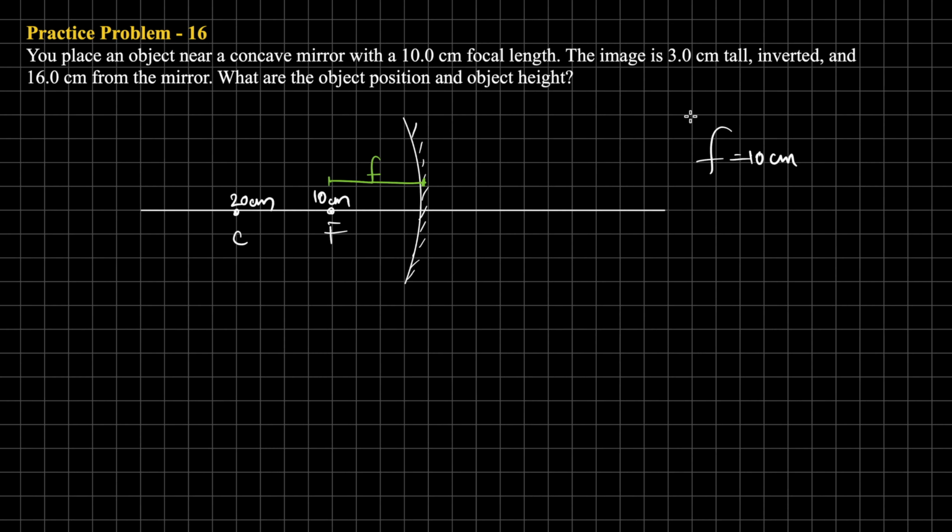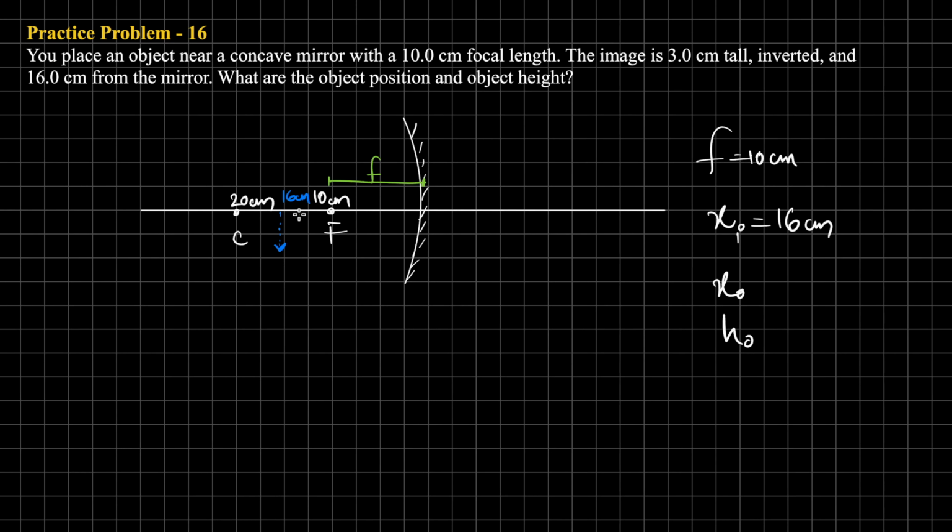The image is 3 centimeter tall, inverted, 16 centimeter from the mirror. So we have an image 16 centimeter from the mirror, that is between C and F. The image should be inverted because it's a real image. This point is 16 centimeter. So that's the position of the image, xi, 16 centimeter. It's positive because it's on the left hand side, in front of the mirror. That's positive xi. We need to find the object position and object height.